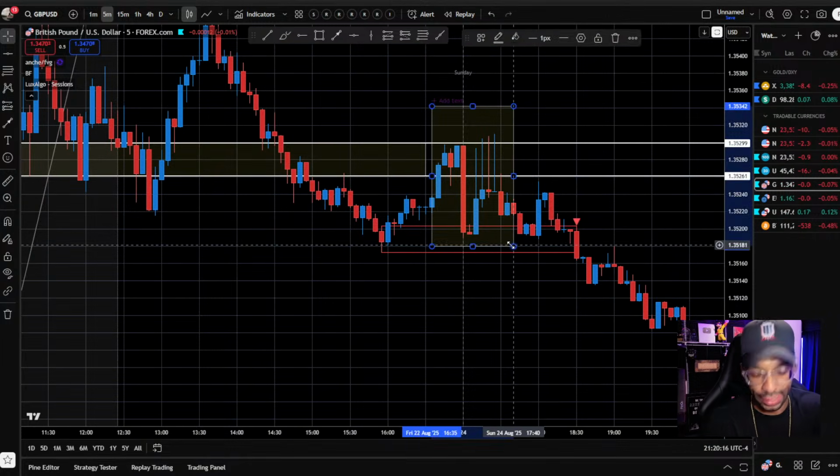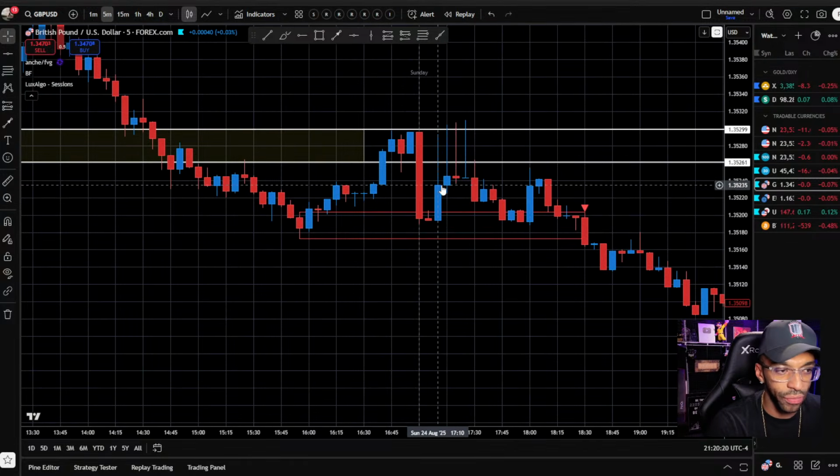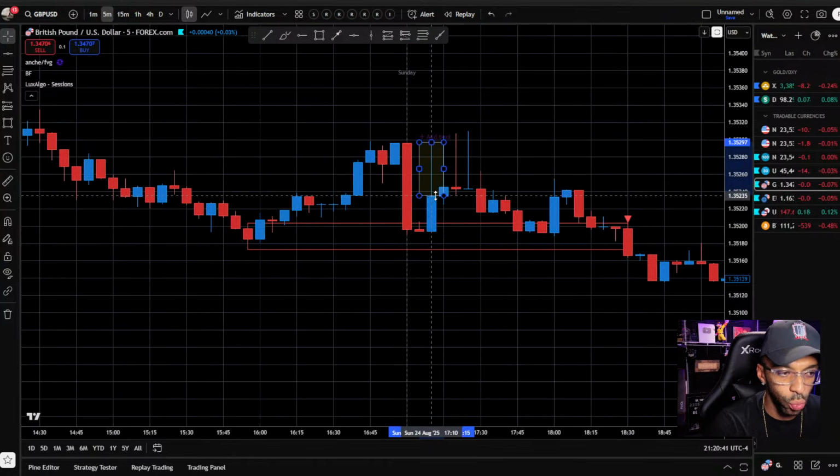And when you're looking at this area, what I see is, if you're looking at the very next candle, what do you see here? We see this huge wick on the top.